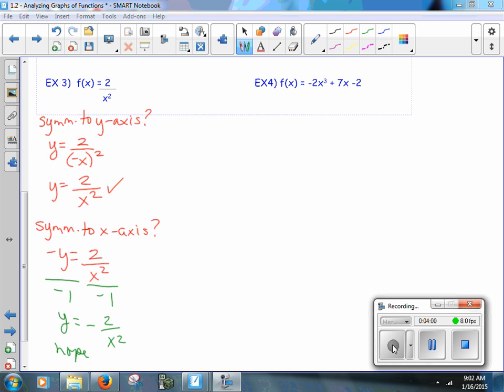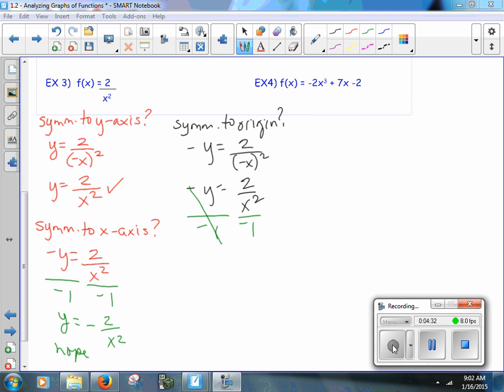And then check the origin just for kicks. Move over here so I can get out of your way. There's no writing. Origin, I have to put in negative x and negative y, right? So negative y is equal to 2 over negative x squared. Negative x squared is negative x times negative x, which is positive. And now what am I going to do? Divide by negative 1, and dang it if it's not the same thing we had with the x-axis, isn't it?